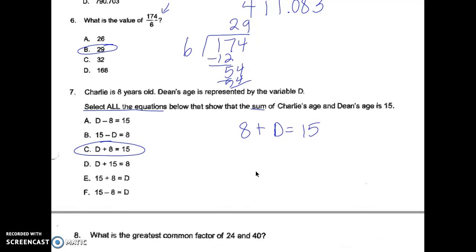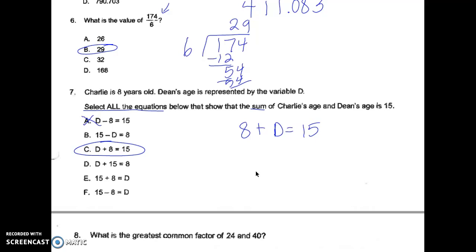Yes. Now I'm going to go through that list, and I'm going to see if each of those would match up to this. So let's look at A. D minus 8 equals 15. No. Those are not going to be equal to each other, are they? So this one I'm going to X out. And on the tools, I can X that one out.